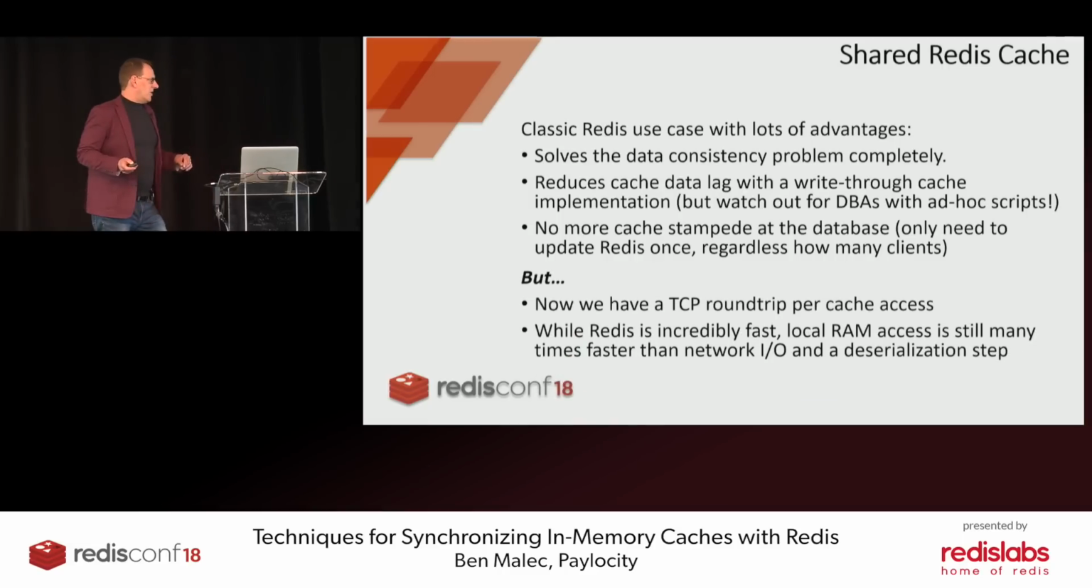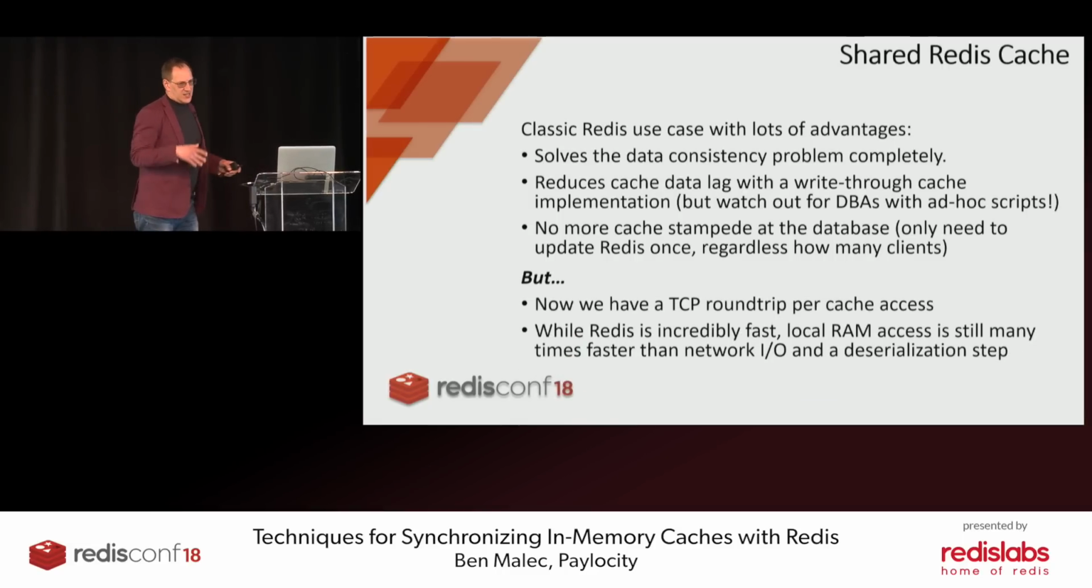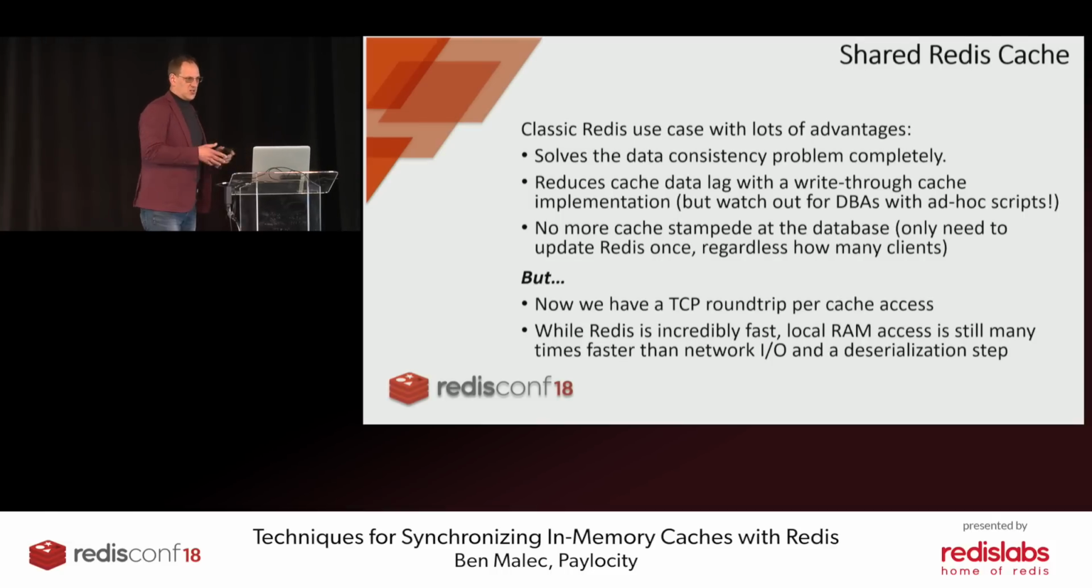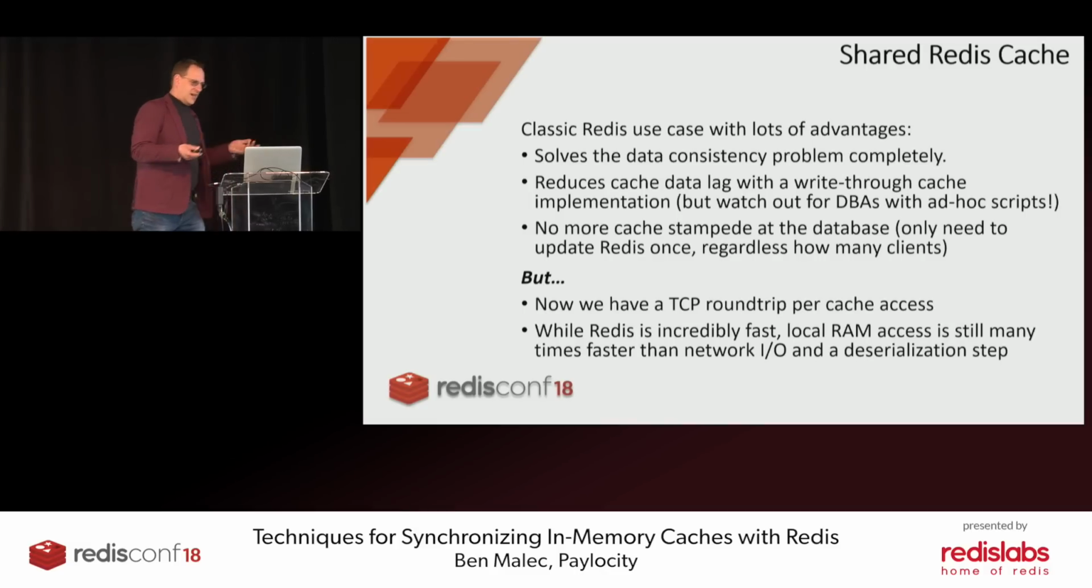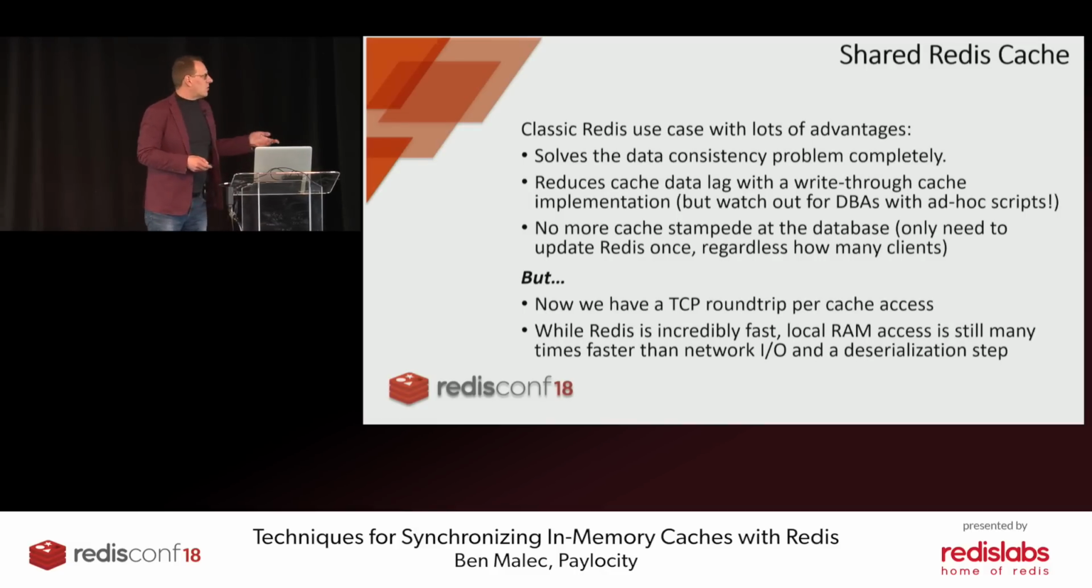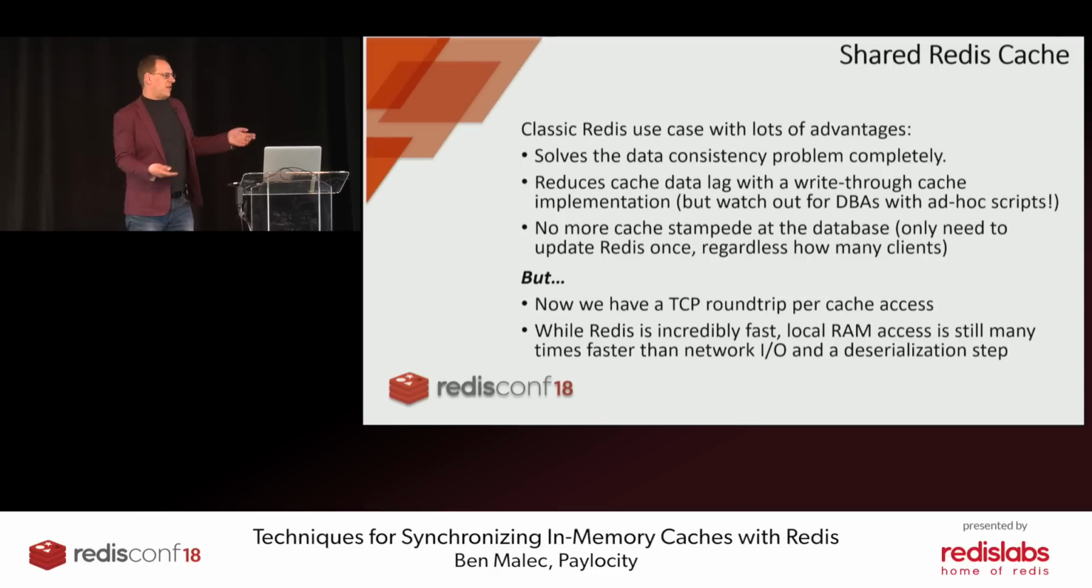The downside with this, though, is that every time we hit Redis, we've got a TCP round trip. So Redis is incredibly fast, but you still have a few milliseconds here that add up over time. And so we were using this at Paylocity, where we basically had a single Redis caching layer, and for almost all the teams, it worked really, really well. Everyone was happy. More people were coming on board as well.